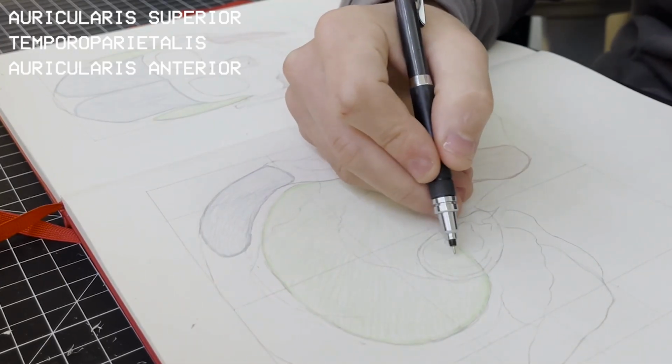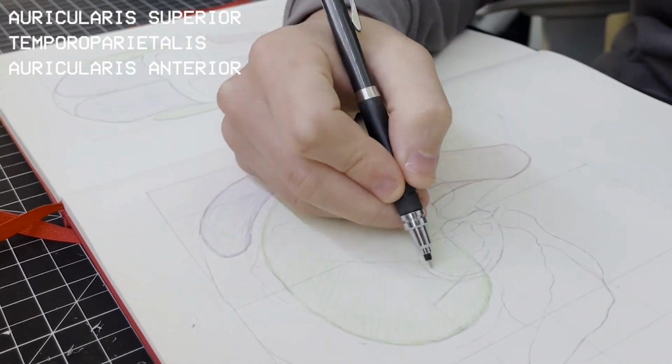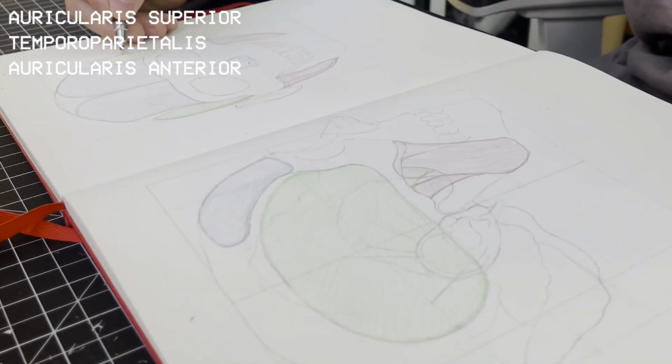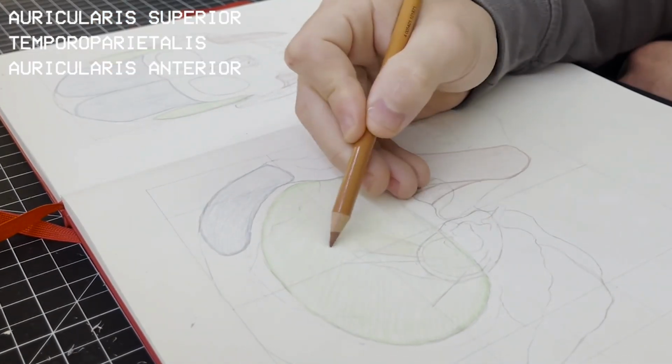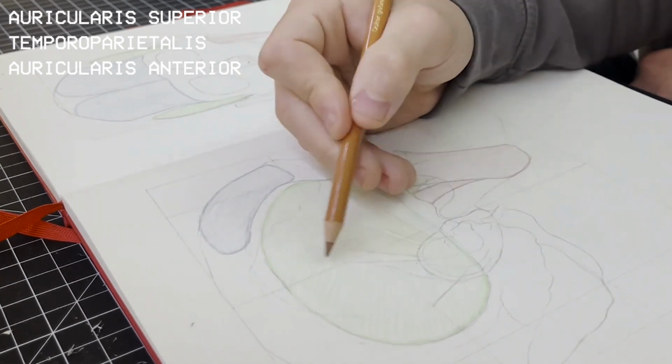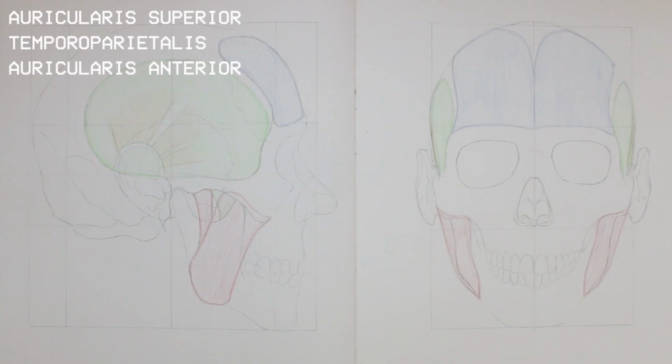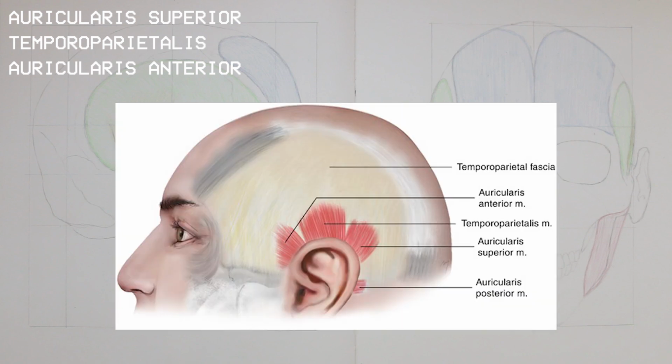Next, we have a few muscles that exist at the side of the head, layered over this temporalis muscle above the ear. There's three of these, the one towards the back being called the auricularis superior muscle, and the one to the front being the auricularis anterior muscle. Now the one in the middle is called the temporoparietalis muscle. These muscles allow us to move the ear.